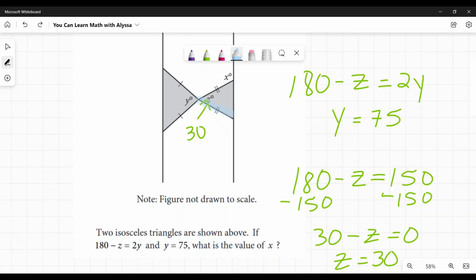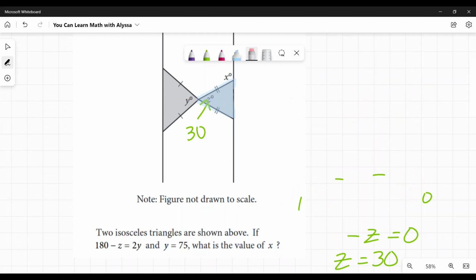Now, all we need to look at is that this is an isosceles triangle and the top angle here is 30. An isosceles triangle, oh, come on, it's not letting me change to an eraser. There we go.